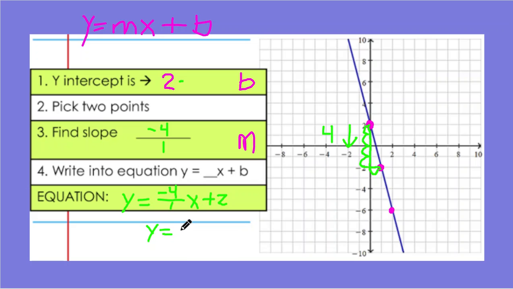Sometimes you could see this written as y equals -4x plus 2. These two equations mean the exact same thing. -4 over 1 and -4 have the same value. So you could see this written either way. I'll give you credit no matter which way you write it. But just to know, you can see it written either way. Okay? All right, let's go on to the next example.